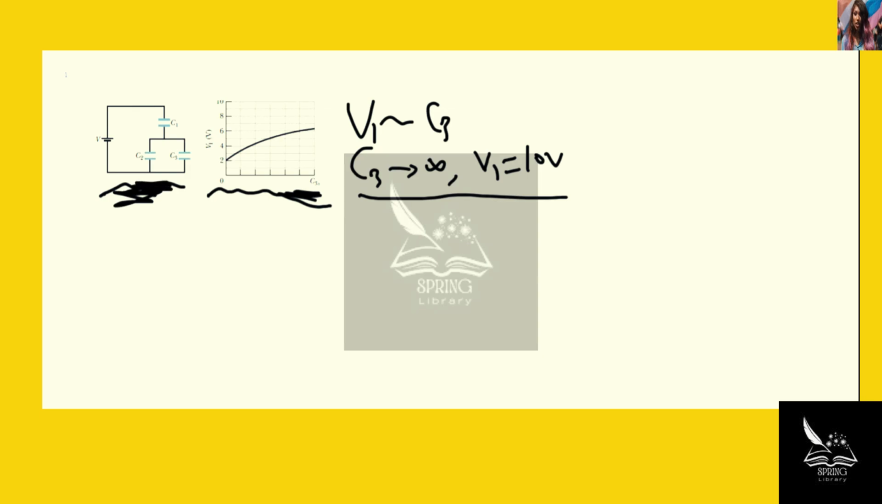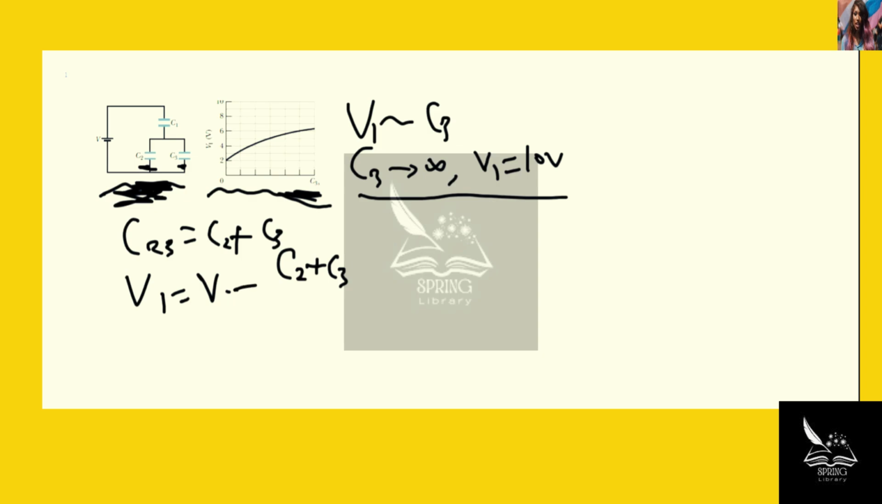By looking at this circuit, we can actually obtain the expression of V1 and C3, because C2 and C3 are connected in parallel. So the combined capacitance of C2 and C3 will be C23 equal to C2 plus C3 simply. And the potential drop across C1 in this case will be V1. V1 will be equal to V times (C2 plus C3), which is the combined capacitance, divided by (C1 plus C2 plus C3). I should use parentheses here. So this is the expression of V1 versus C3.